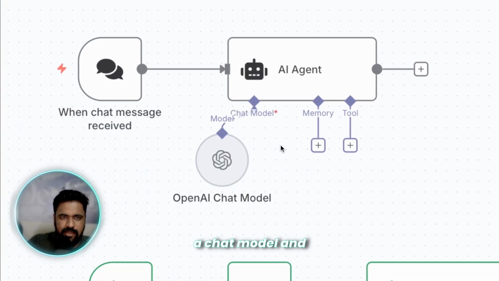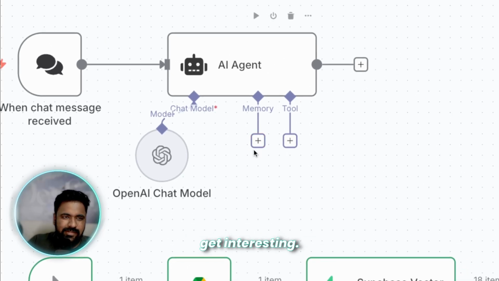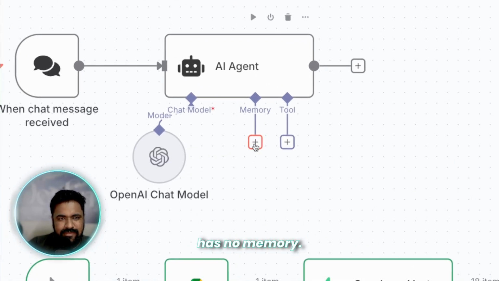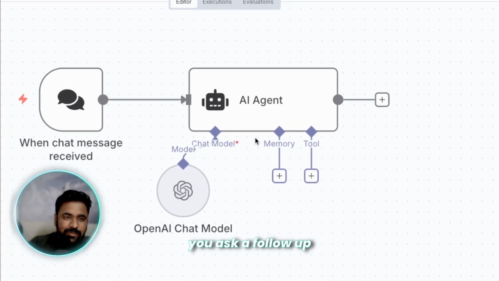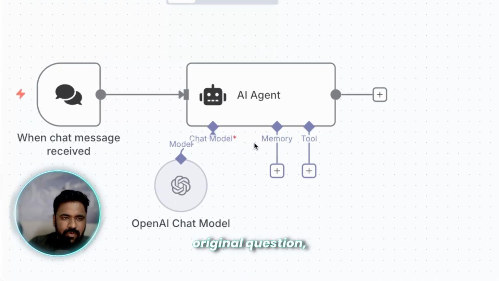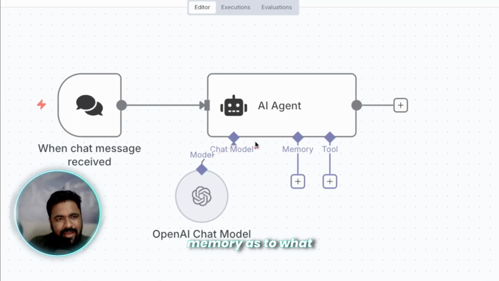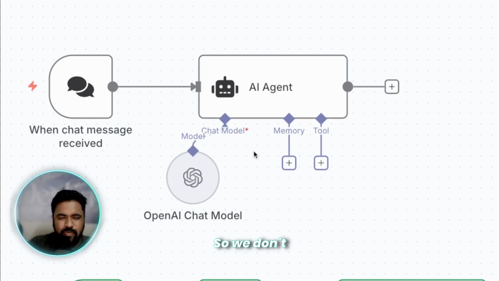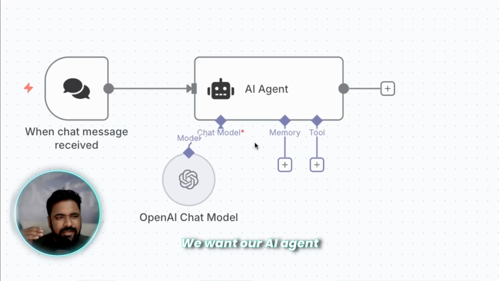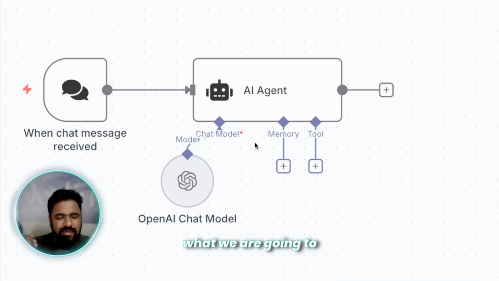So we have connected a chat model, and here is where things get interesting. Right now what happens is that your AI agent has no memory. So if you ask a query about a certain store policy, for example, using the chat interface, and the next time you ask a follow-up question to the original question, the agent has no memory as to what was asked previously, right? So every question is treated as a separate new question and the whole process is repeated again. So we don't want to do that, right? We want our AI agent to be context aware and it should have proper memory of what is happening with each query that is asked regarding the vector store, right? So that is exactly what we are going to do right now.